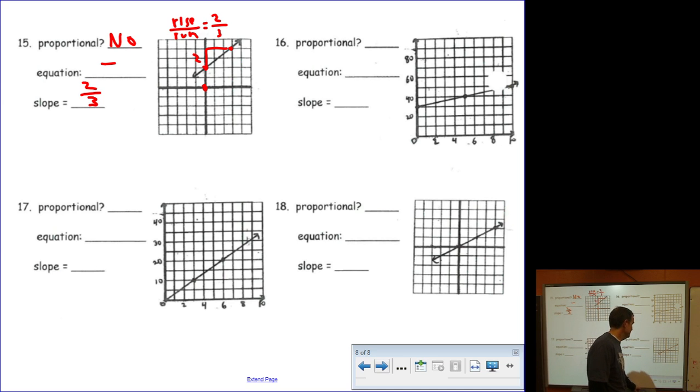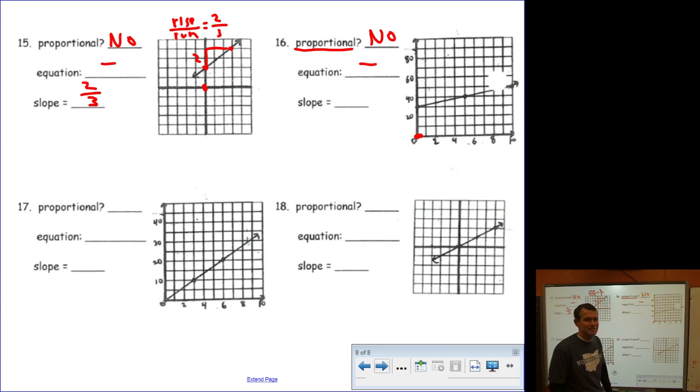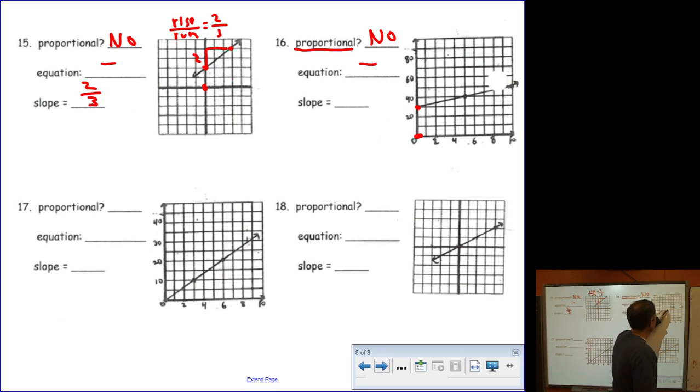Number 16, I'm first supposed to figure out if it's proportional. It does not go through the origin, so it is not proportional. So I do not have to write an equation for it. But I want to figure out the slope of this line. So I'm going to pick 2 points here.